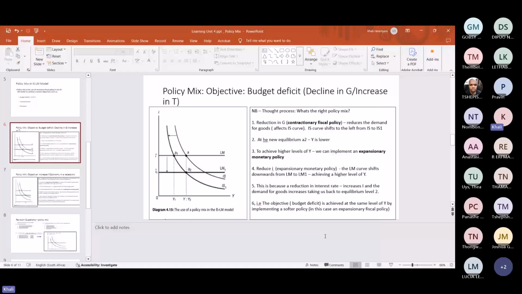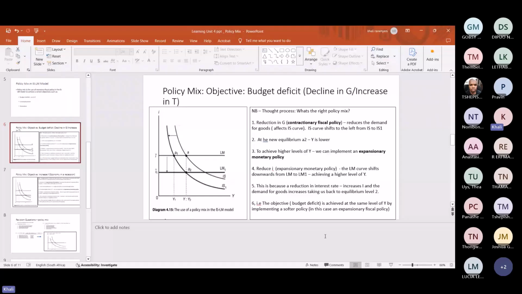Is it shifting or is it a movement along the curve? It's shifting to the left. Okay, so if it shifts to the left, we draw our arrow showing a shift to the left. We draw our new IS curve to the left side of the first one. You label it as IS1. If you label it as IS1, what happens then?